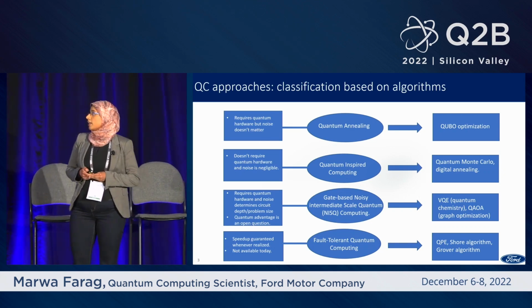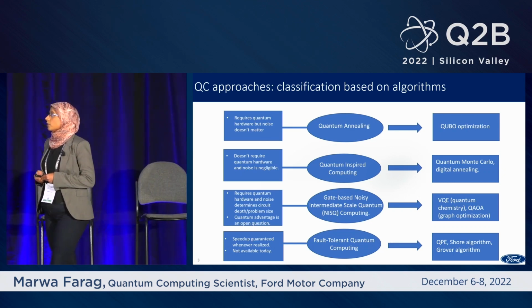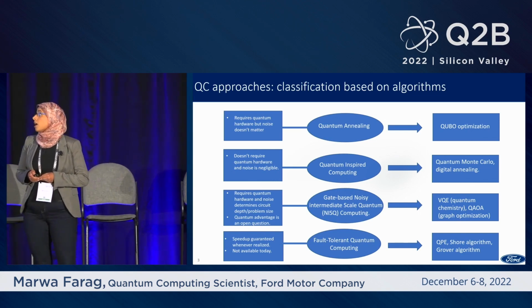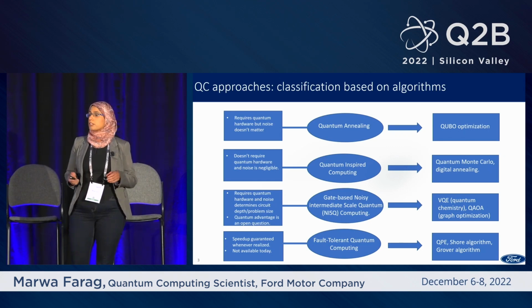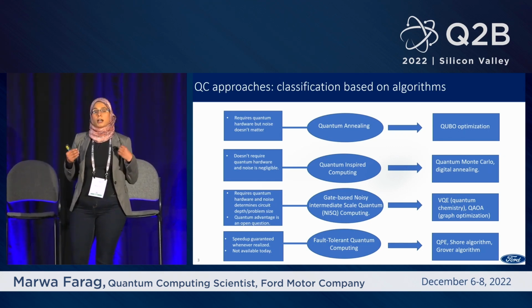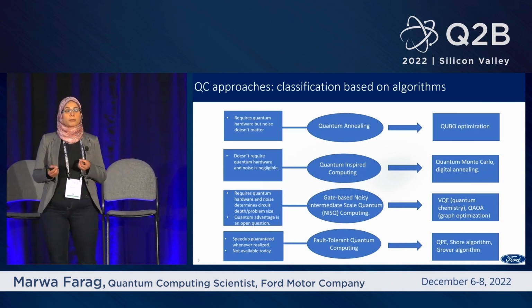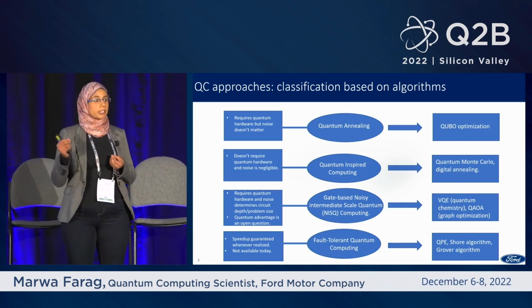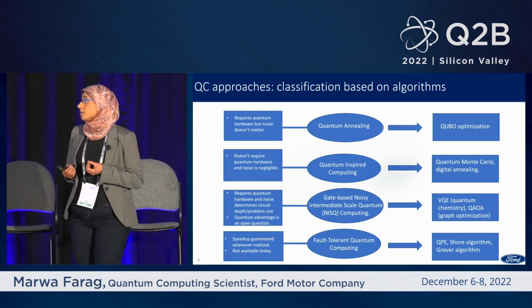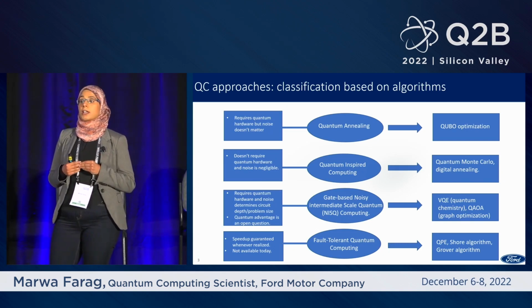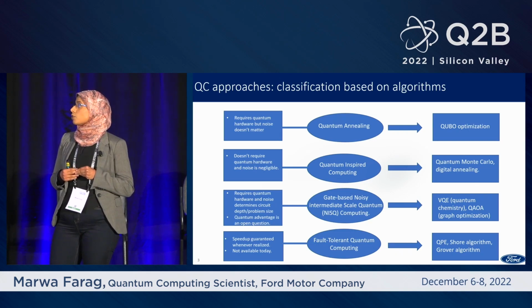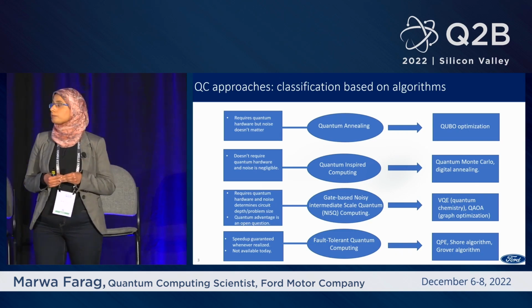Then we have gate-based noisy intermediate-scale quantum computing, which uses noisy qubits. The main idea is that we want to reformulate the problem into a shallow circuit, execute the circuit, and get the measurement before the noise hits you. Here, quantum advantage is still an open question. Whether there will be applications in industry or not is also still unclear.